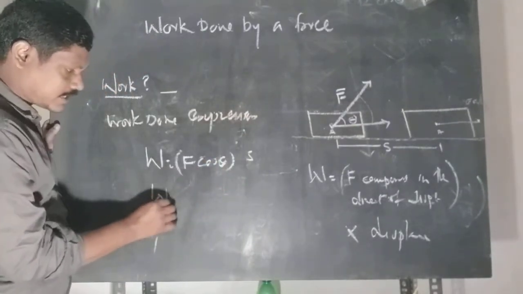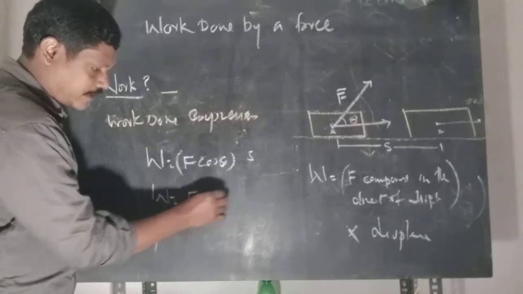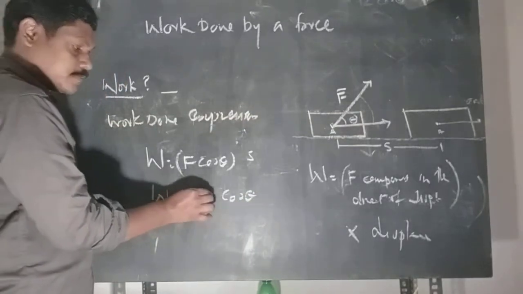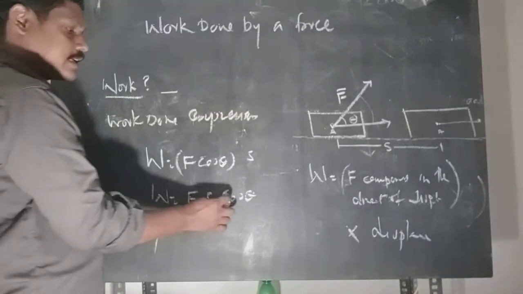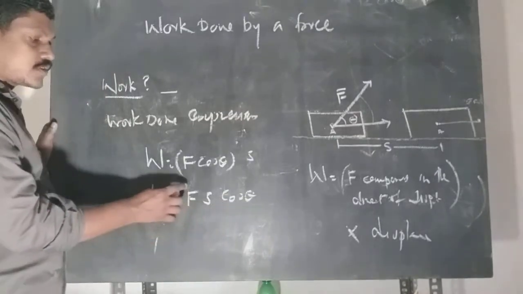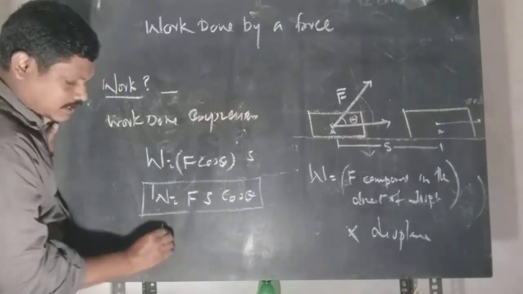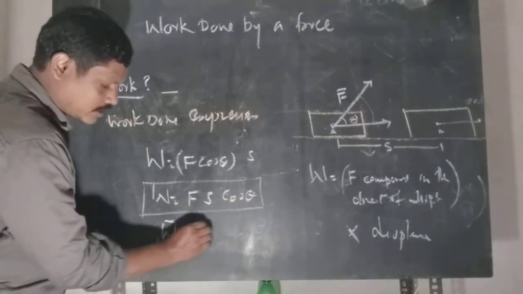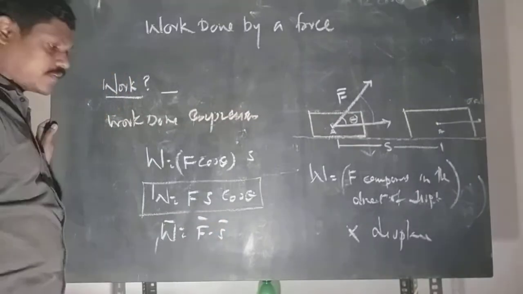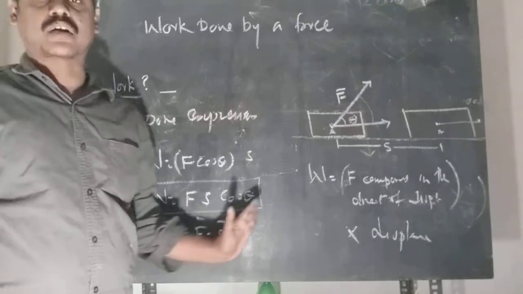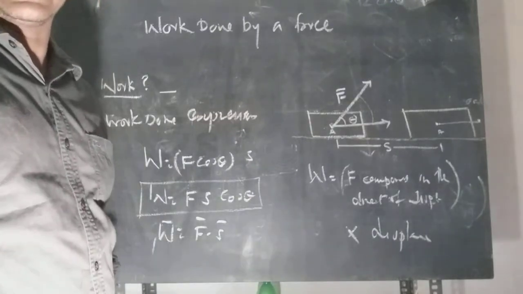So we can write it as W equal to Fs cos theta. Force applied is F, displacement suffered is S, and the angle between the directions of force and displacement is theta. Then W equal to Fs cos theta, or W equal to F dot S, we can write so. Why? Being force and the displacement are vectors, this is the dot product of the two vectors, Fs cos theta.